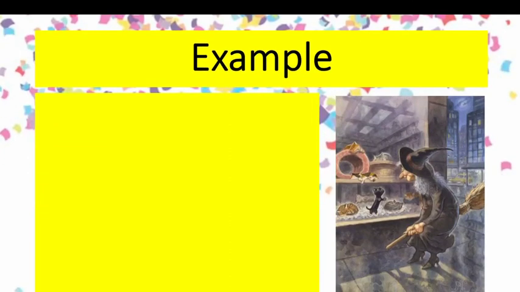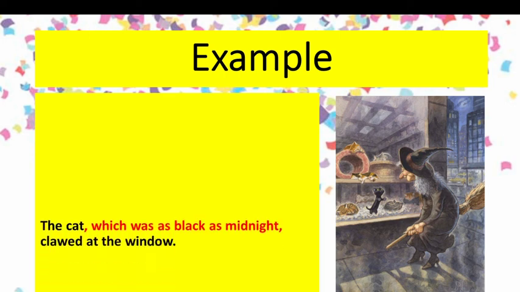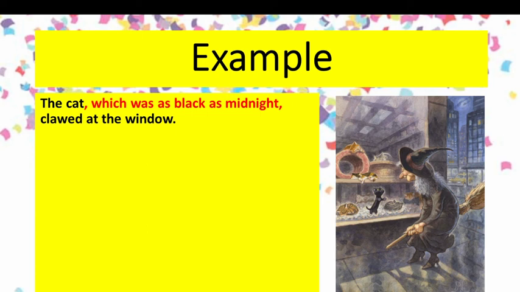And just finally, just a few more examples that I have written for this picture here. Just some different types of relative clauses put in different places in the sentences. So I'm going to read through those before I let you get on with your activities. So my first sentence is the cat, which was as black as midnight, clawed at the window. So you can see that my main clause there, I've written in black, the cat clawed at the window. And I've split that main clause and embedded my relative clause, which was as black as midnight.